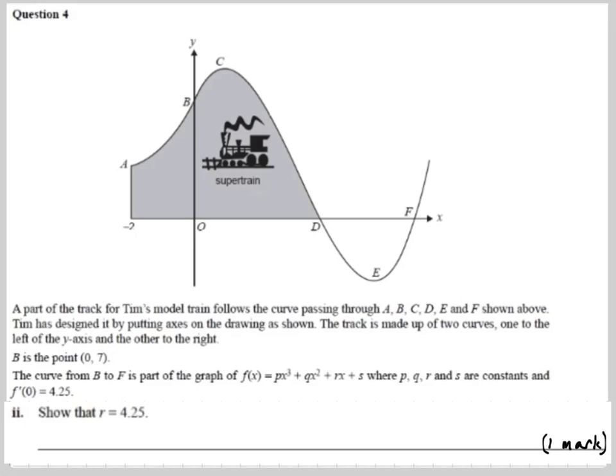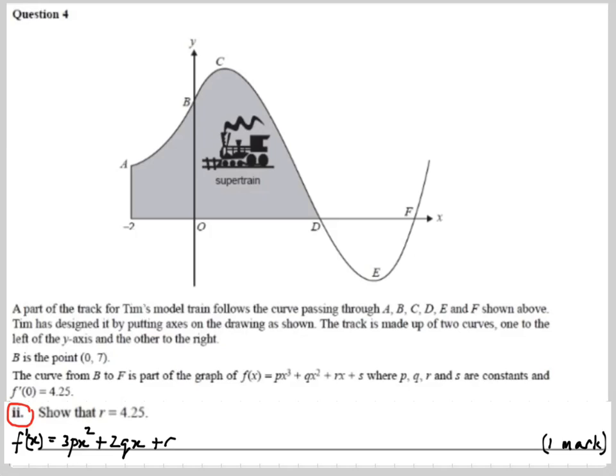Alright, you're back? Okay. Now, we're trying to prove that r is 4.25. We'll look back at the clues. The gradient when x is 0 is 4.25. So that tells me we've got to do a gradient function, doesn't it? I think so. Come on, let's go. Therefore, f'(x) equals 3px^2 + 2qx + r. Now, don't freak out. Just relax and do that.